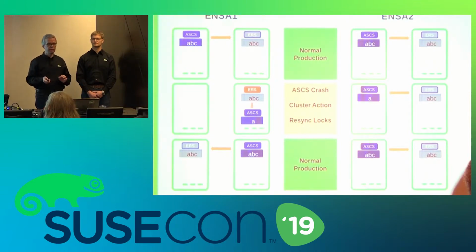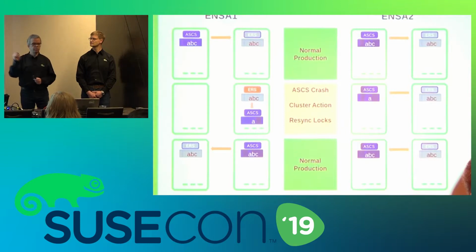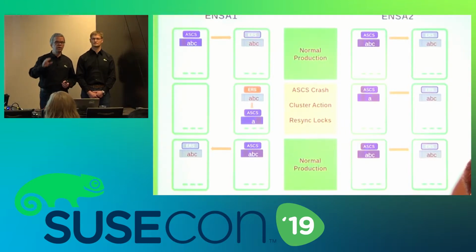The only thing the cluster should not do in a multiple node cluster is to move the ASCS exactly to the node where the ERS is running. So if you have a 3-node cluster, the ERS must be moved, for example, from node 1 to node 3. We will see that also later in a video.